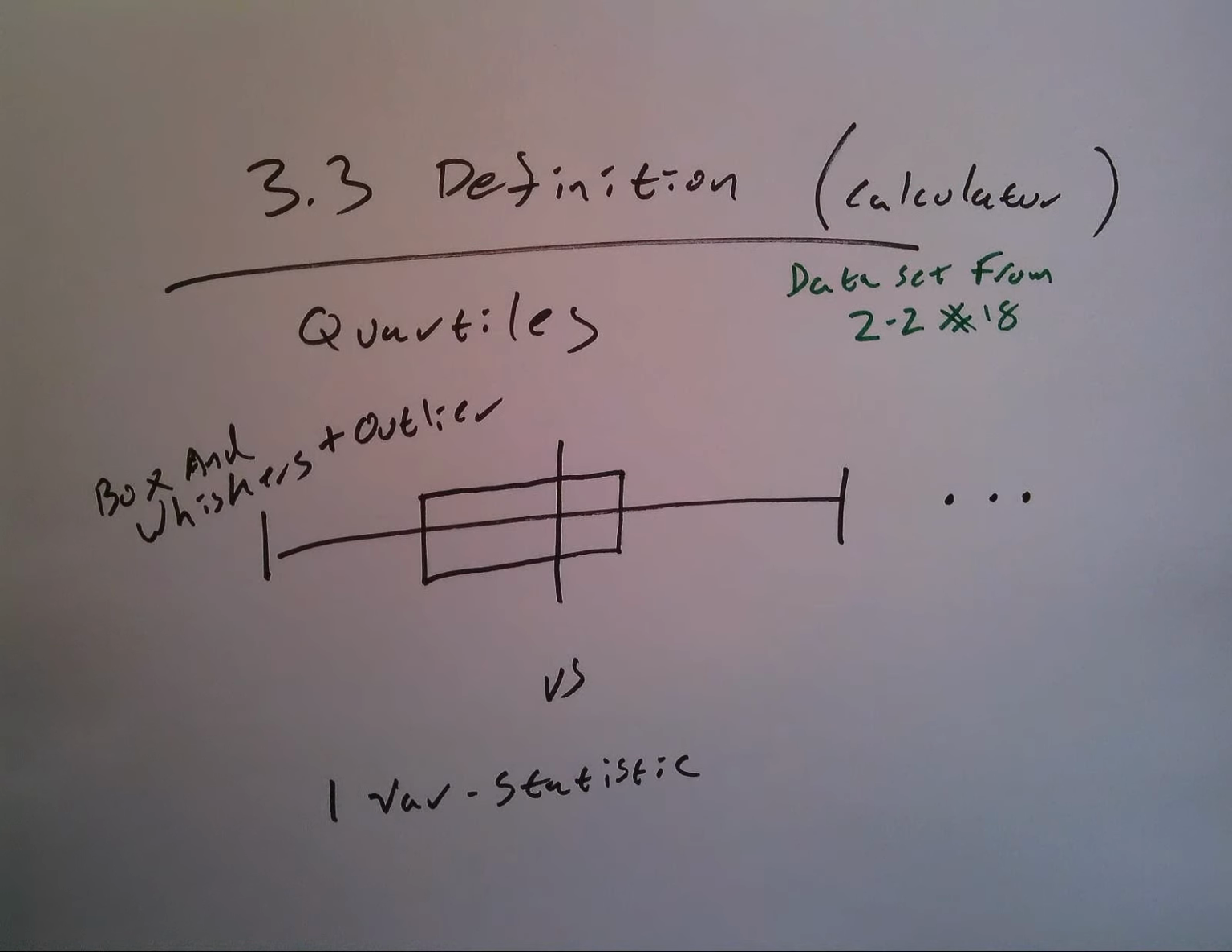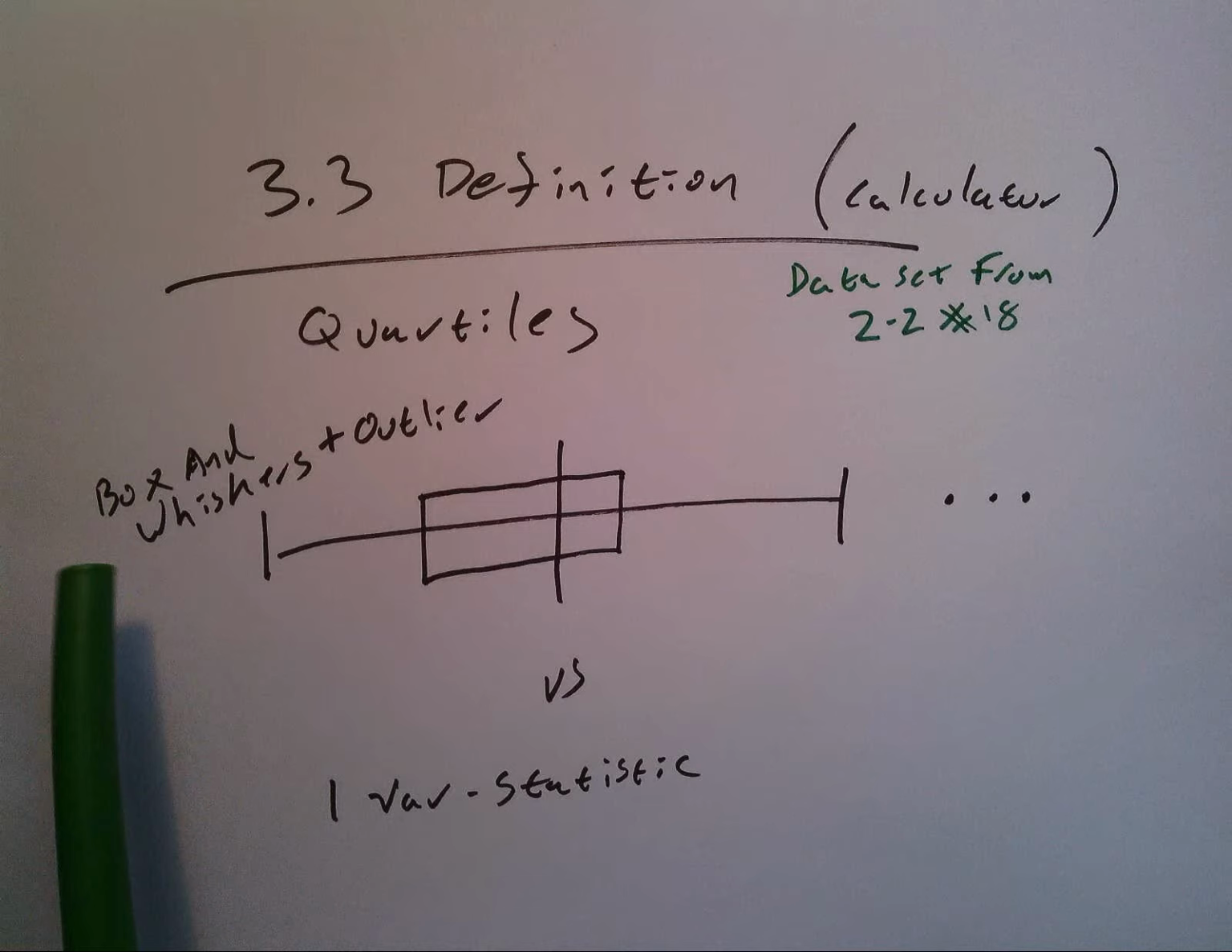Alright, this is 3.3 definitions. We're going to use the calculator to get our values so we don't have to do it by hand. I'm using the data set from 2-2, number 18. We're going to talk about quartiles, also the 5-number summary. There are two ways to have the calculator spit out this information for us.